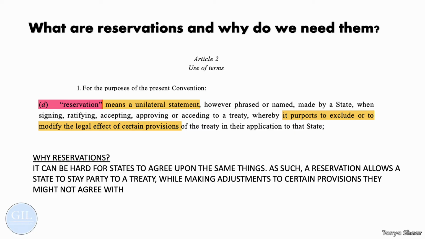Why we need reservations is quite simple. Reservations occur because sometimes it is hard for multiple states to all agree upon the same things. As such, instead of just not creating a treaty at all because they can't agree, states might be able to make a reservation to certain provisions within the treaty. Through this, the states can still be party to the treaty while still having their interests represented.